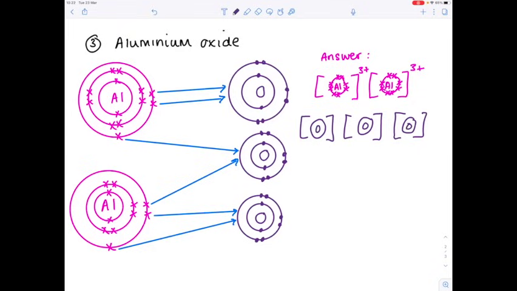Label them, show that they have a full outer shell. Remember that they each gain 2 electrons from aluminium. They've each gained 2 electrons, so that means they have a 2- charge. And double check, look, 6+ on this side, 6- on this side, so we're sorted, and that is your final answer.